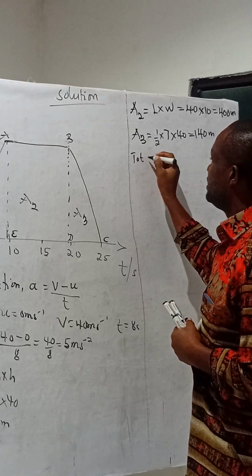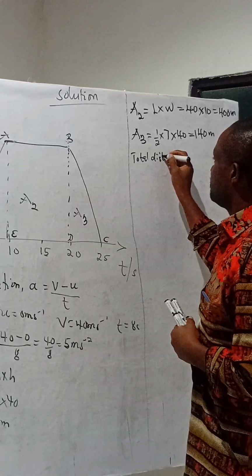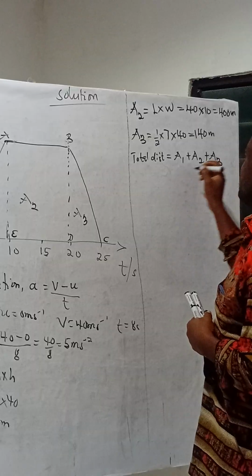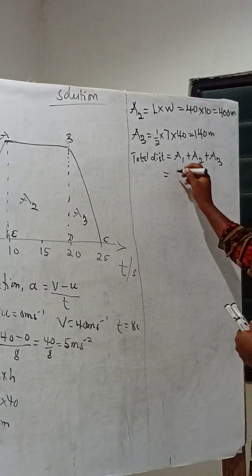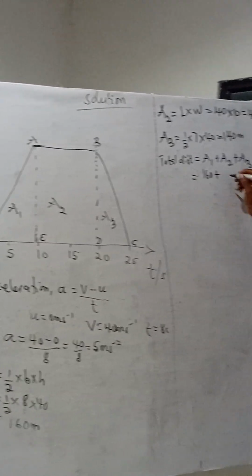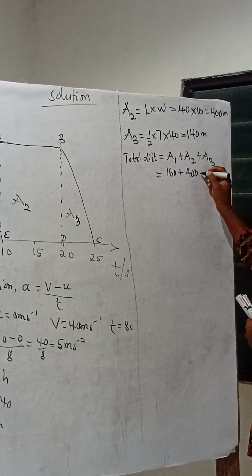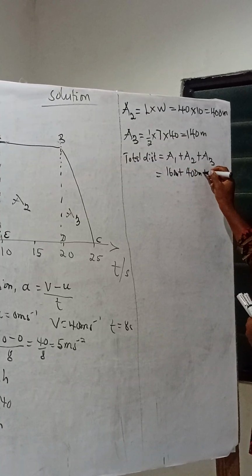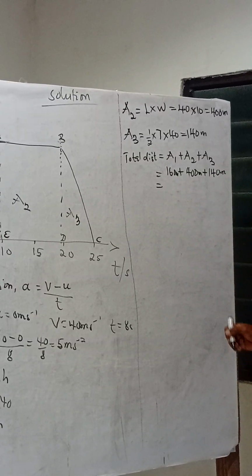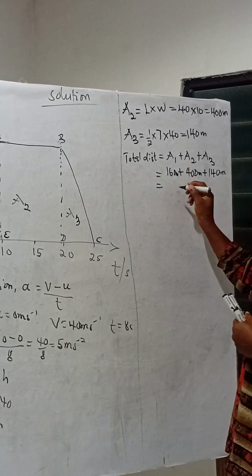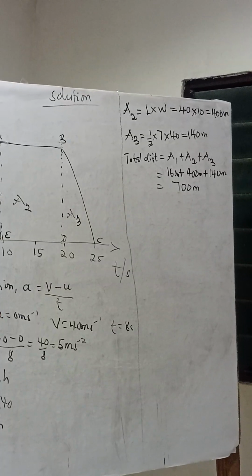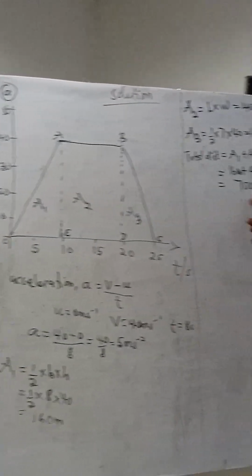So total distance traveled is A1 plus A2 plus A3. So what did we get for A1? 160. 160 plus A2, we had 400, plus A3 was 140 meters. And when we put all of this together, we are going to get 700 meters. So the total distance traveled by the car was 700 meters.